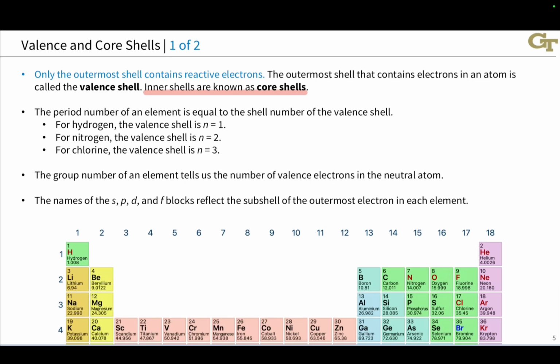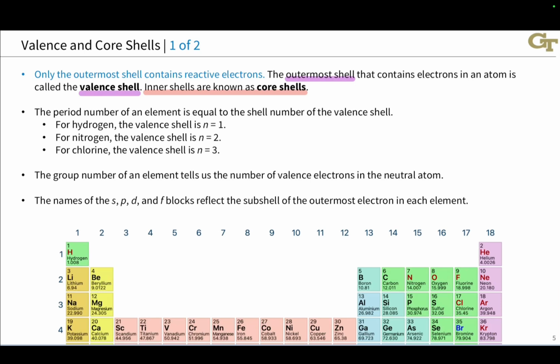The electrons in the outermost shell are the ones that are really important. They're called valence electrons, and that shell is called the valence shell. This word valence is meant to evoke the idea of bonding, covalent bonding specifically. Now, how do we figure out which shell is the valence shell? Here's a neat little fact about the periodic table that helps us: the period number of an element on the periodic table is equal to the shell number of the valence shell.